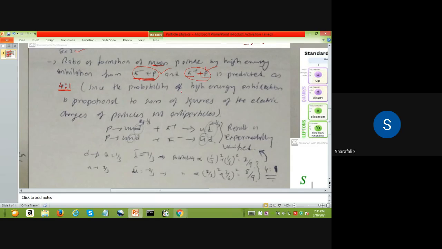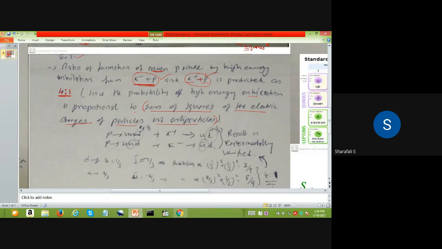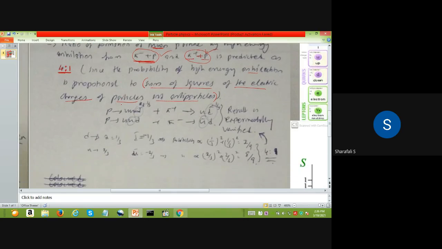Since the probability of high energy annihilation is proportional to the sum of squares of the electric charges of the particles and antiparticles. So in this particular case, the probability of high energy annihilation is proportional to the sum of squares of the electric charges of the particles and antiparticles. So that is the theoretical idea by using that quark model.